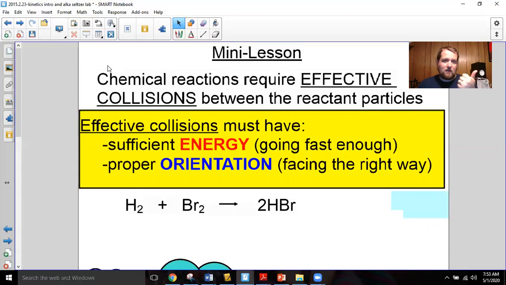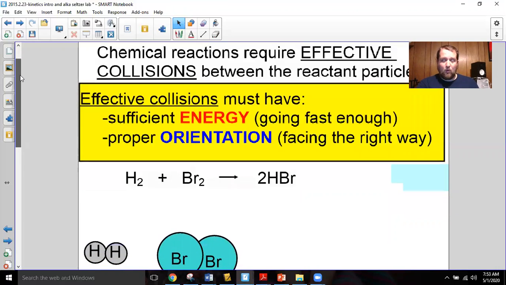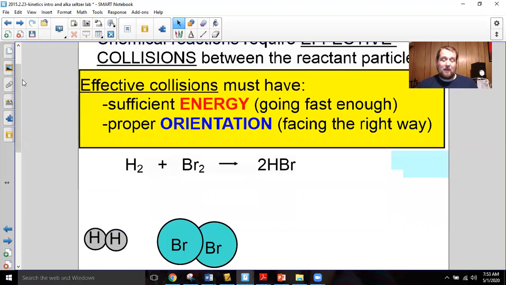So besides needing sufficient energy, the particles also have to collide with proper orientation, meaning they have to hit the right way. Now in the simulation yesterday, we could control the angle that they collided with each other. In the real world, we have no control over that. The particles are too tiny and they're always in motion. So it's basically down to random chance. So if you can get the particles moving faster and colliding more often, the odds are that more of those collisions will be with the proper orientation.